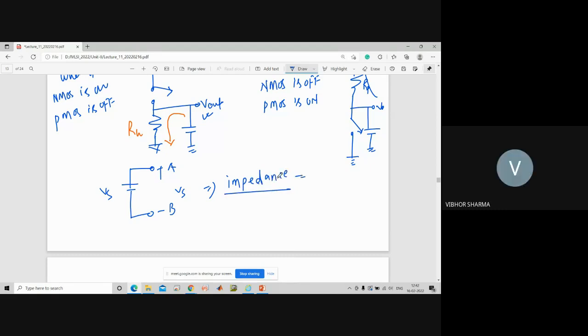Infinite, not infinite exactly. For any voltage source, ideally the impedance is 0, or practically you can say it is very low. This is all about the voltage source.